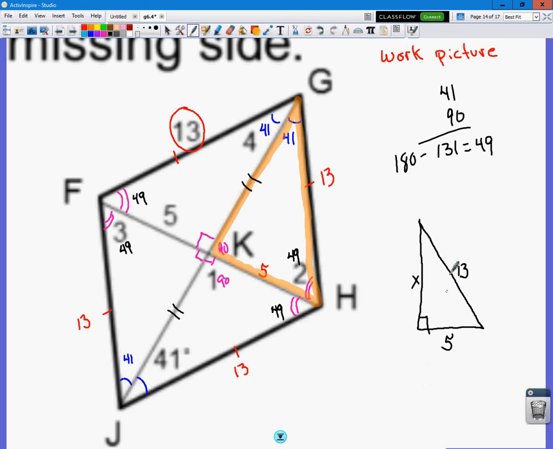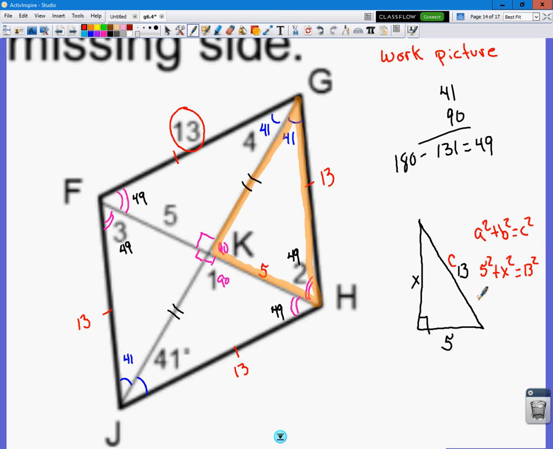If I know two sides of a right triangle, how can I find the third side? These are sides, not angles. Everybody remember seeing Pythagorean theorem in your past? Remember that the C side of a triangle has to be the hypotenuse. The other two sides don't matter. So I'd have 5 squared plus x squared equals 13 squared.